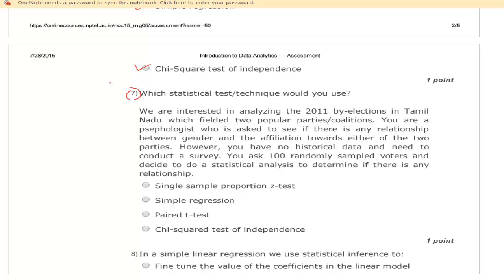With the simple regression, again, we gave the example of car speeds in miles per gallon. Is that something that's similar to the problem at hand?